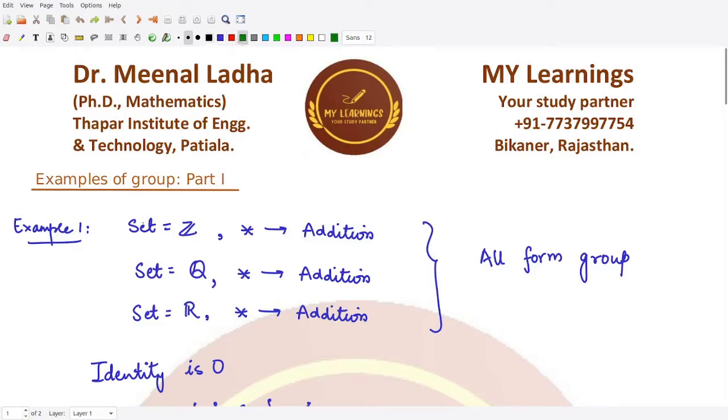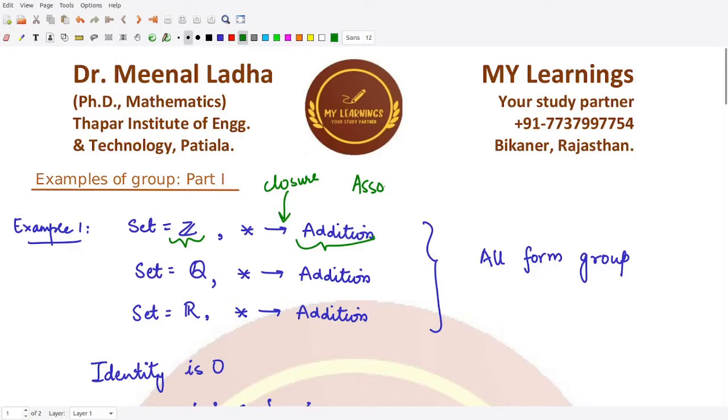In the first example we consider the set of integers and the associated group operation, that is addition. We need to check whether this is a group or not. In order to check whether a set given with a binary operation is a group, first of all we need to check the closure. By checking the closure, you are checking whether this operation is a binary operation or not.